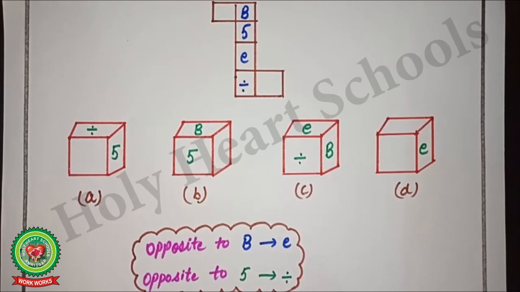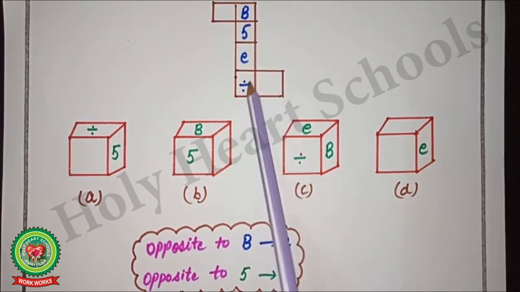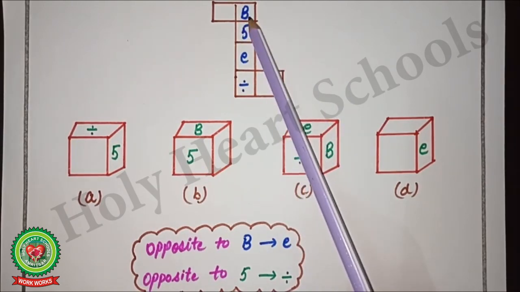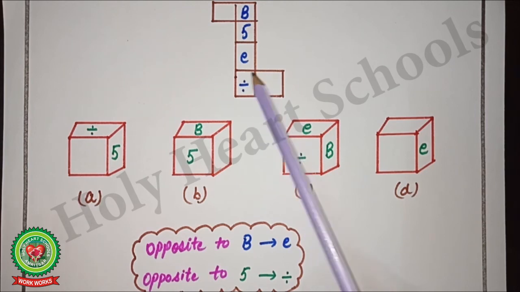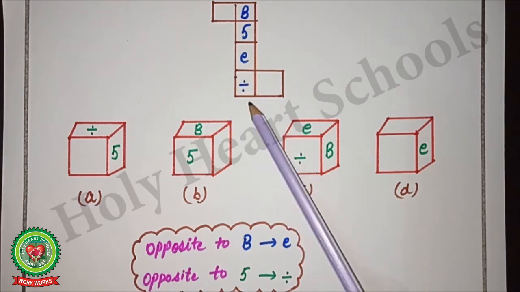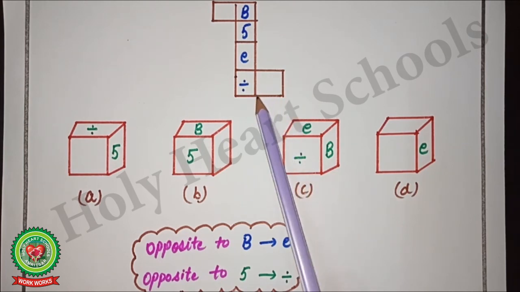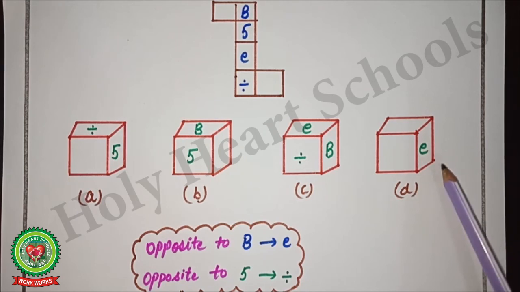So let's move to the next example. Now here students, again we have a question related to an open dice. Here you can see that in this shape the dice is given to us. Firstly B is given, 5 is given, E, and after this the division sign is there, right? So now what will happen if we fold this and get a dice? Out of these 4 dice, which dice will we get?